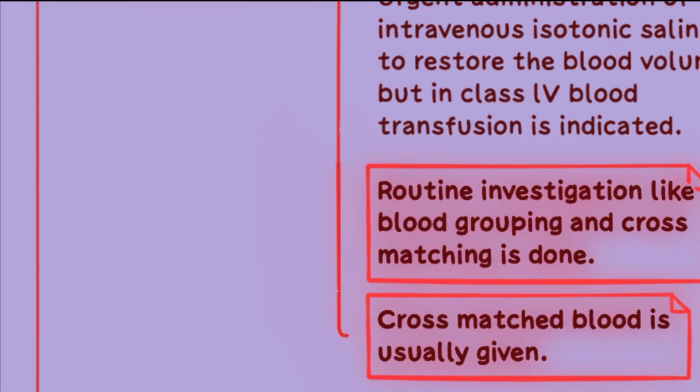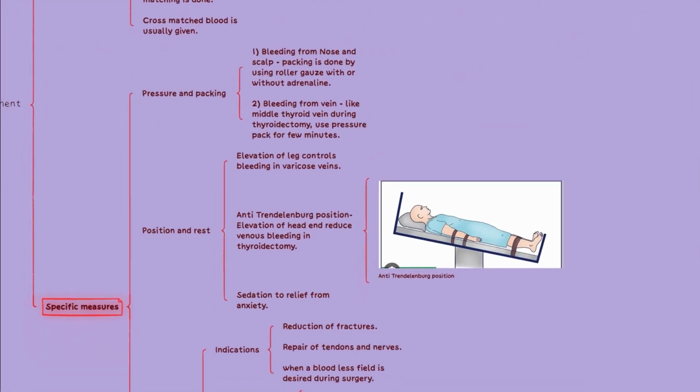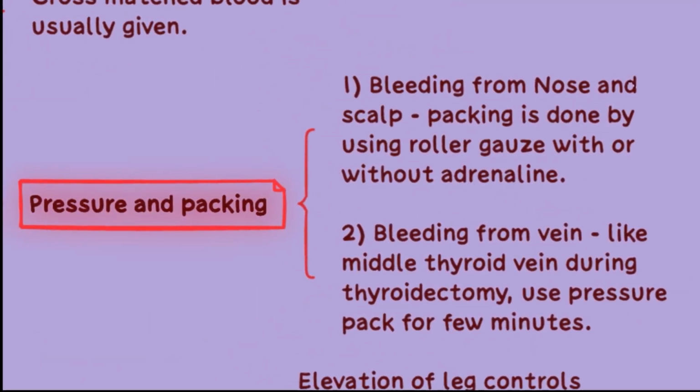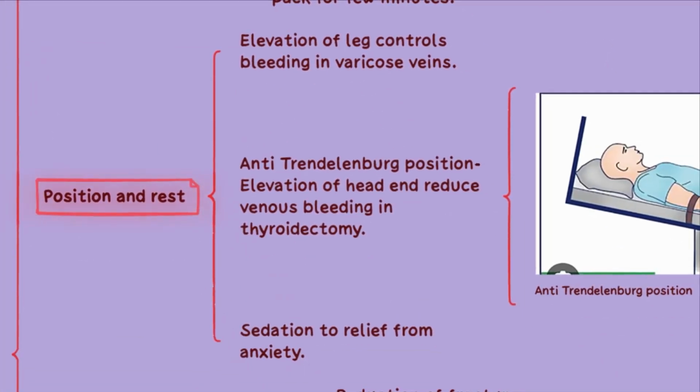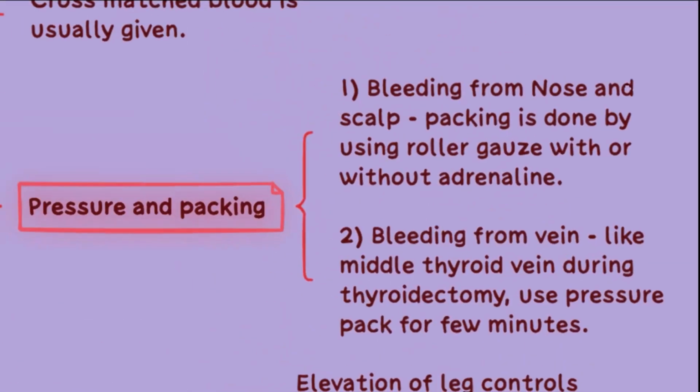In addition to the general measures mentioned, now let's take a look at the specific measures, which include pressure and packing to reduce bleeding, positioning of the patient, and tourniquets to reduce loss of blood. Coming to the first one.